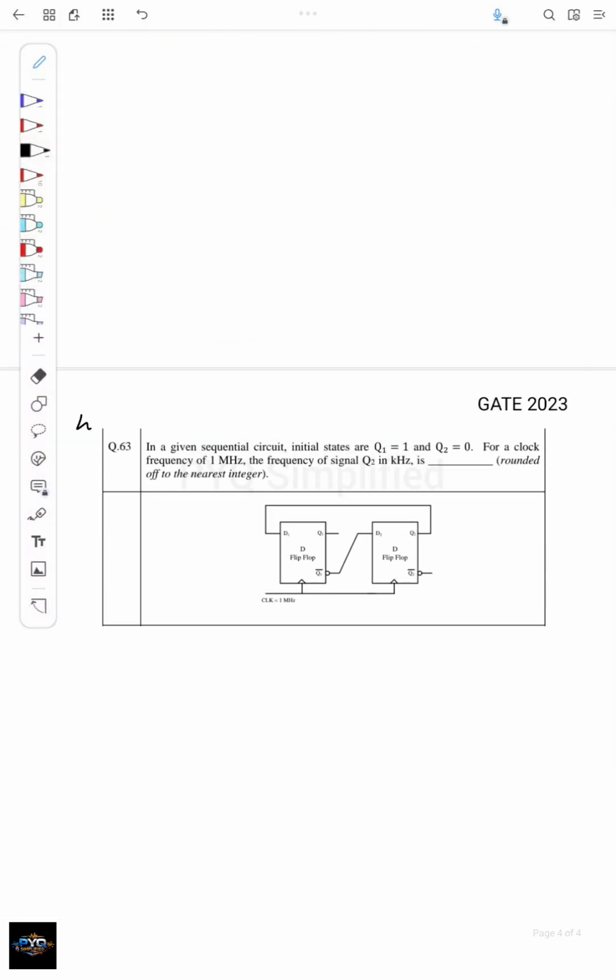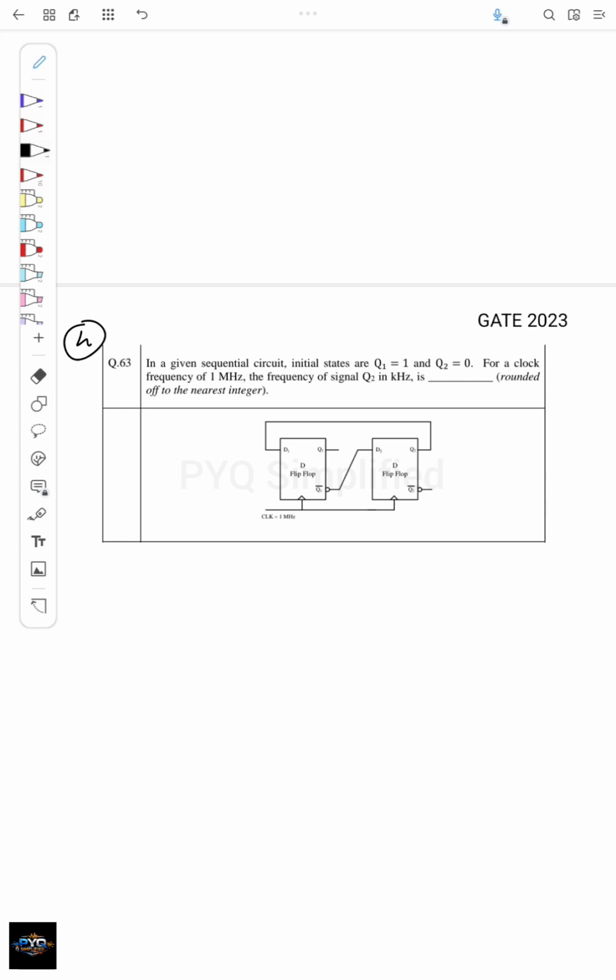Now we'll see the fourth question. The question is, in a given sequential circuit, the initial states are Q1 equal to 1 and Q2 equal to 0. So here in this circuit, Q1 is 1 and Q2 is 0, for a clock frequency of 1 megahertz. The frequency of the signal Q2 in kilohertz is, so I need to find what Q2 is and what the frequency of that is. Since this is 1 and this is 0, this 0 will come here as D1, and since Q1 is 1, Q1 bar will be 0. So this will be input here.